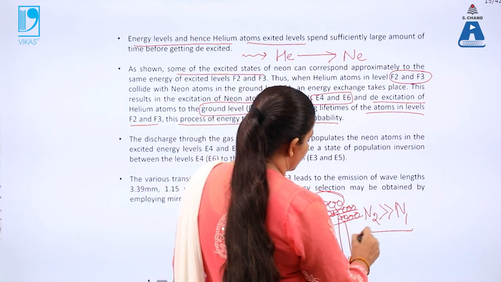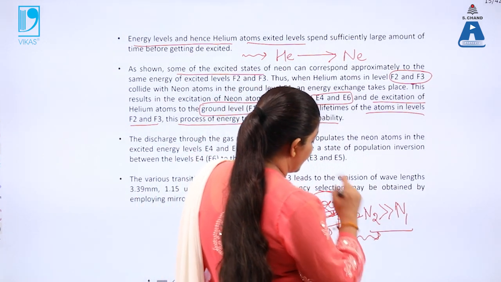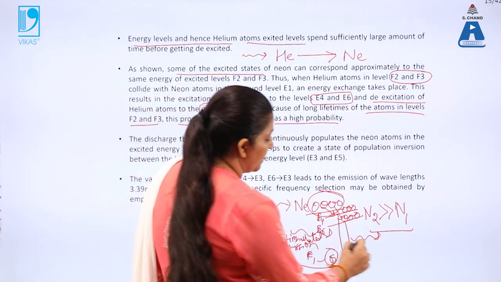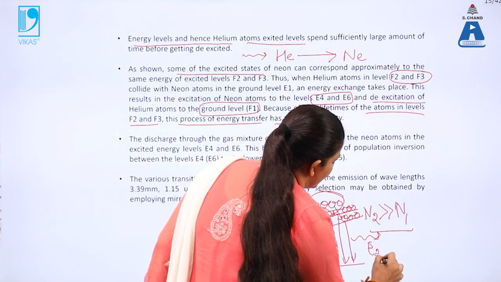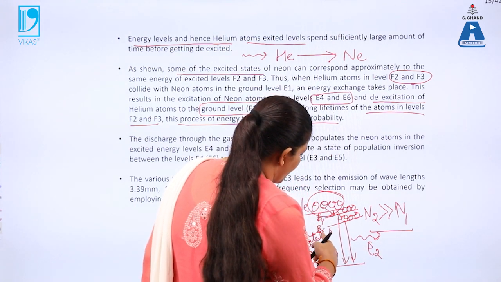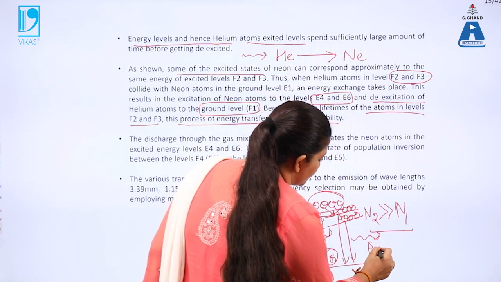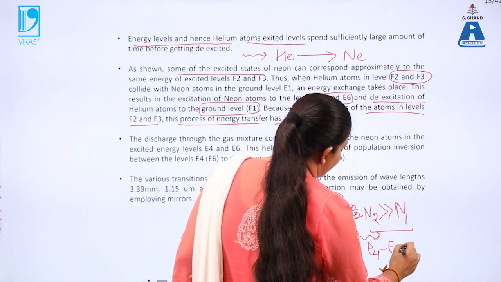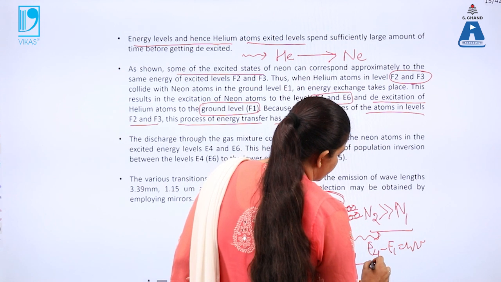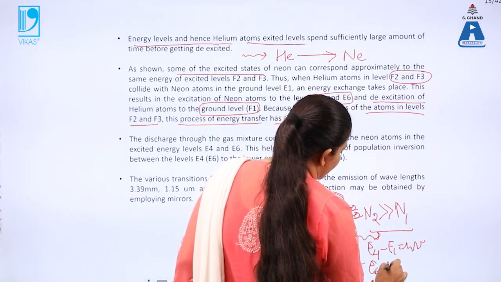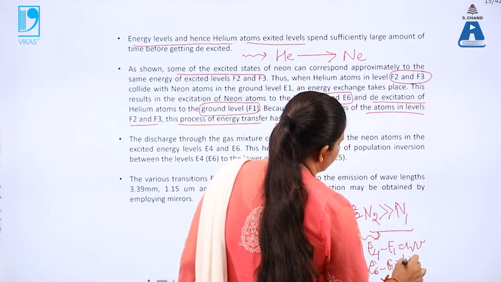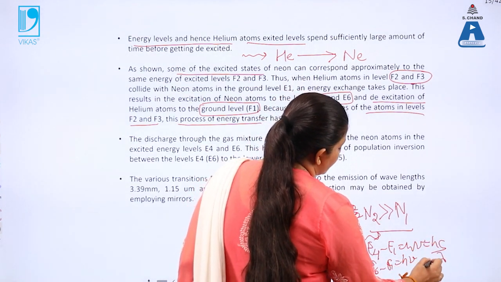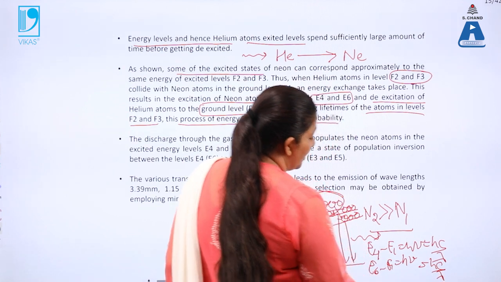After this process, the energy of the emitted wavelength is equal to the difference of these two levels, E2 minus E1. Or if these are the E4 and E6 levels, then E4 minus E1 equals h nu, or E6 minus E1 equals h nu. Here h nu equals hc by lambda, so by this energy difference the lambda will be calculated.